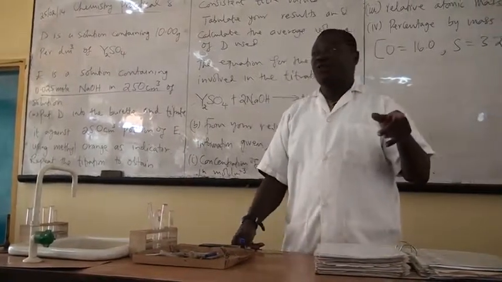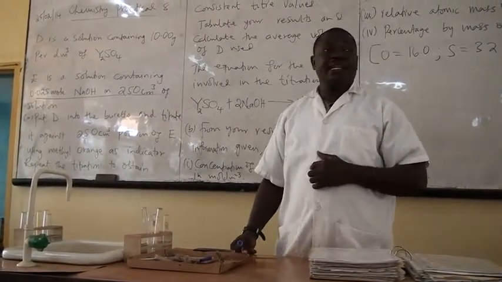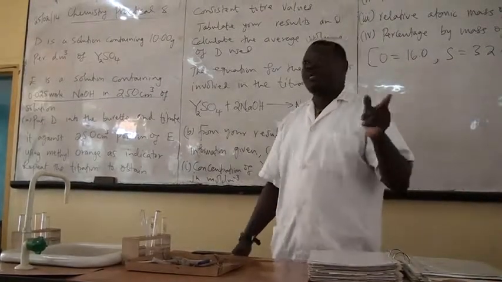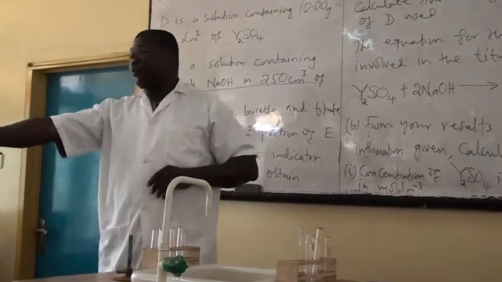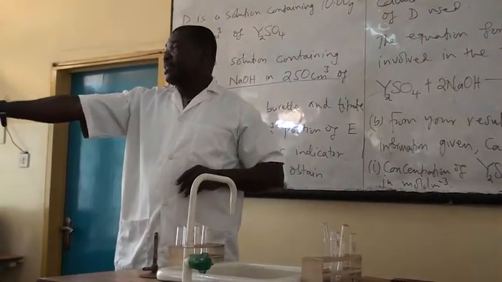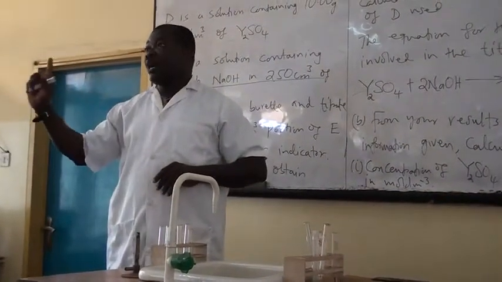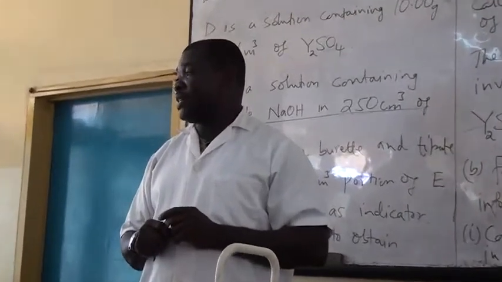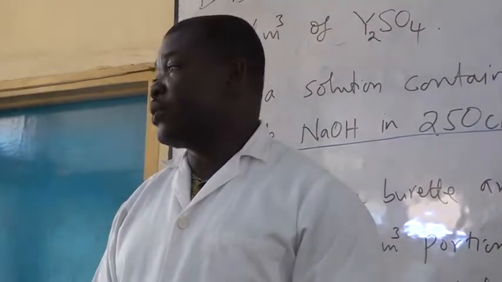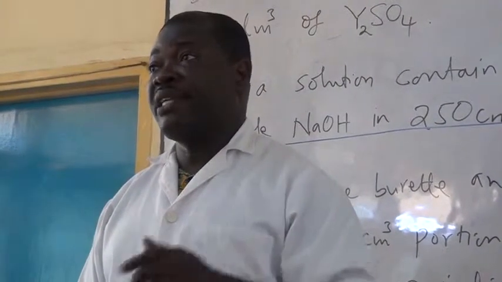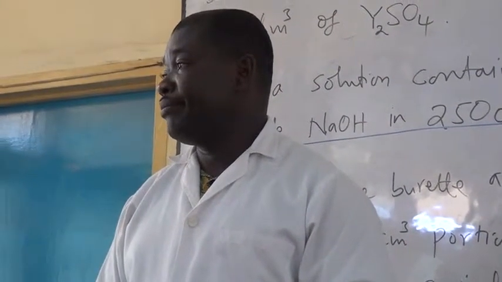We have the beakers labeled D and E. Members in the group, please come. We have the solutions D and E. Take 150 cm cube of the solution, and then you go and start your practical.